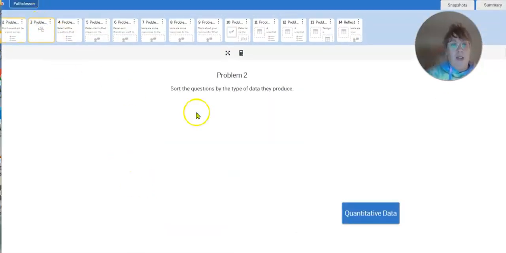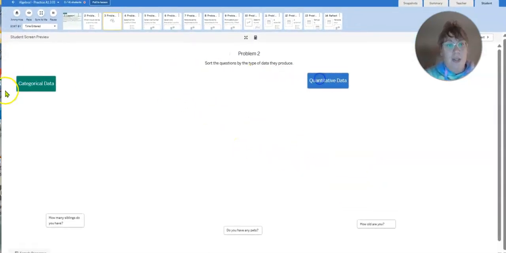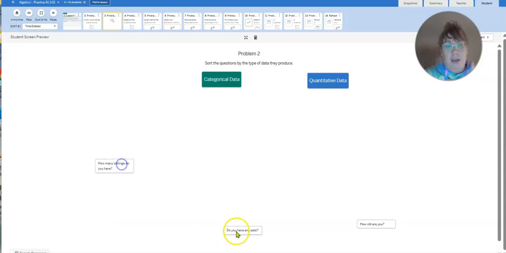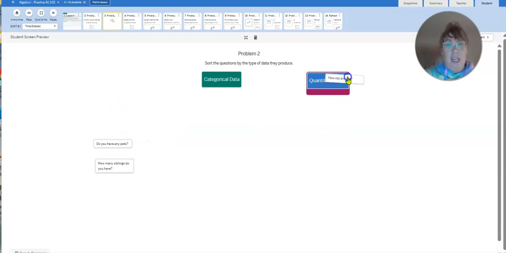Beautiful. Let's go to problem 2. And we're going to do some sorting. We have categorical versus quantitative. The first question of how old are you is a good survey question. It's going to be specific to each person, and you're going to get a number, so it'll be quantitative.